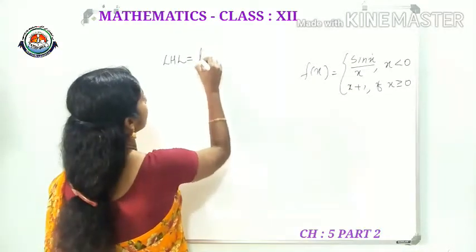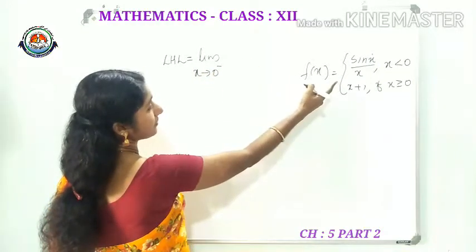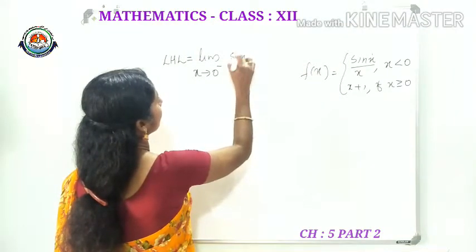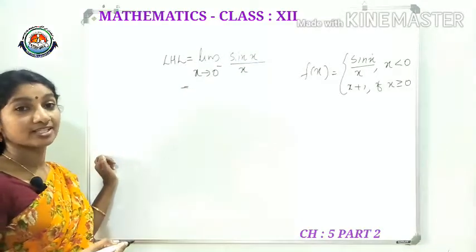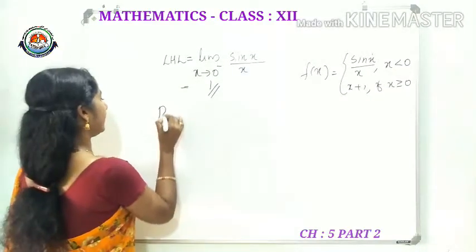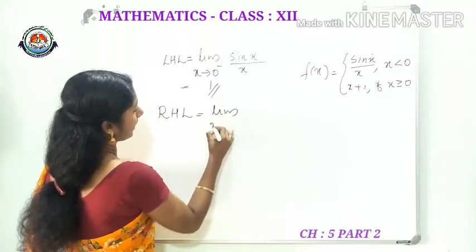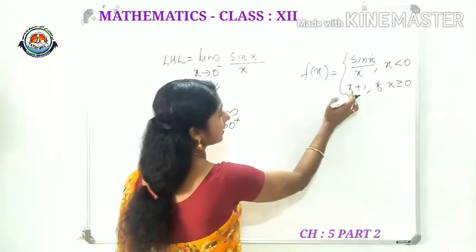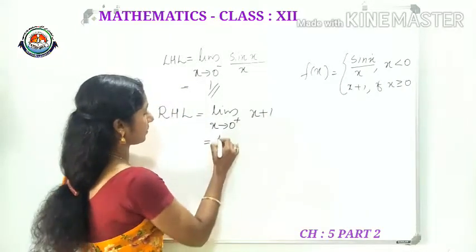So LHL is equal to limit x tends to 0 minus f of x. What is f of x here? Sin x by x. And you studied that limit x tends to 0 of sin x by x is equal to 1, a standard result we studied last year. Then the right hand limit RHL is limit x tends to 0 plus, on 0's right side. How is the function defined on 0's right side? It is defined as x plus 1. So substituting x equal to 0 here, 0 plus 1 gives 1.